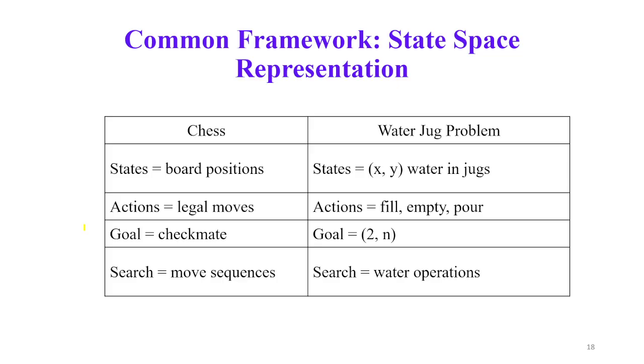In chess, the board positions are the states. In the water jug problem, states are represented as x comma y, that is the pairs. What are the actions here? In chess, legal moves are the actions. In the water jug problem, filling the jugs, emptying the jugs, and pouring water from outside into one jug and from one jug into another are the legal moves. So what is the goal state? In chess it is a checkmate. Here the goal state is 2 comma n, that is exactly the 4 gallon jug should have 2 gallons of water.